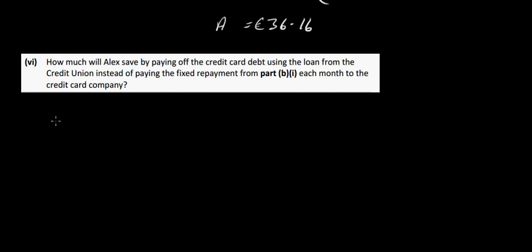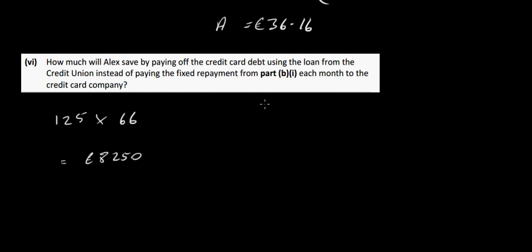We know from the beginning of this question that he had to pay 125 euros off each month, and then we worked out in part IV of B that it would take 66 months to pay this off. So you got to multiply this by 66. That gives you 8,250 euros. So in other words, he took out a loan of 5,000 euros. This is the amount he actually pays back to the credit card company.